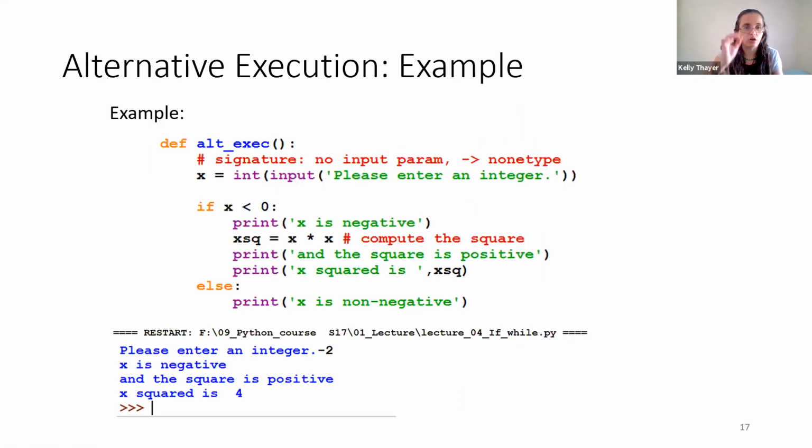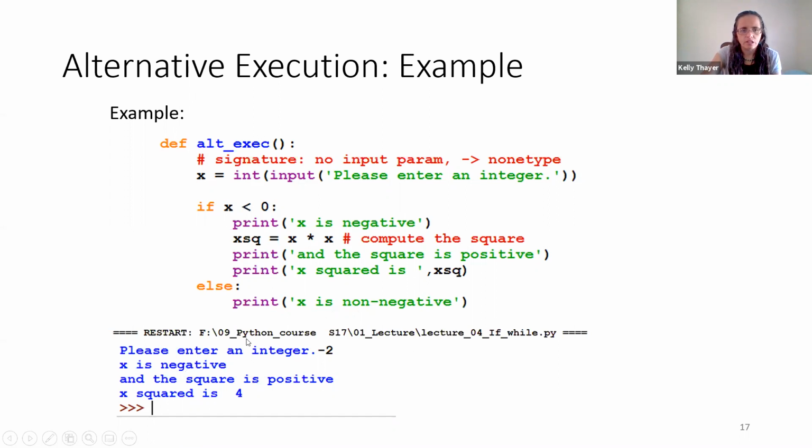So let's take a look at an alternate execution example. Definition, alternate execution. This is my function. So there's my signature, x equals integer input. Please enter an integer. If x is less than 0, it will print x is negative, and it will carry out this calculation to compute the square and also give some output on the screen. However, what I've changed in this is I've also added else. So we could also have else, and it will print out x is non-negative. So now we have an option for either branch.